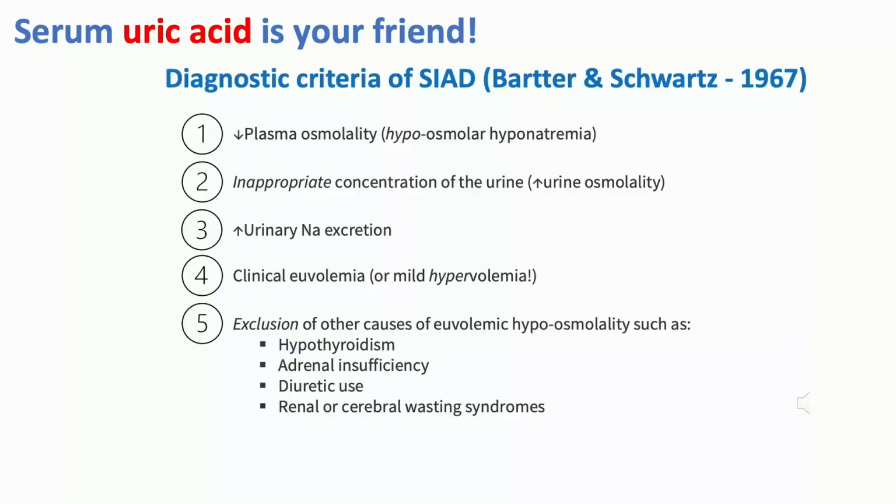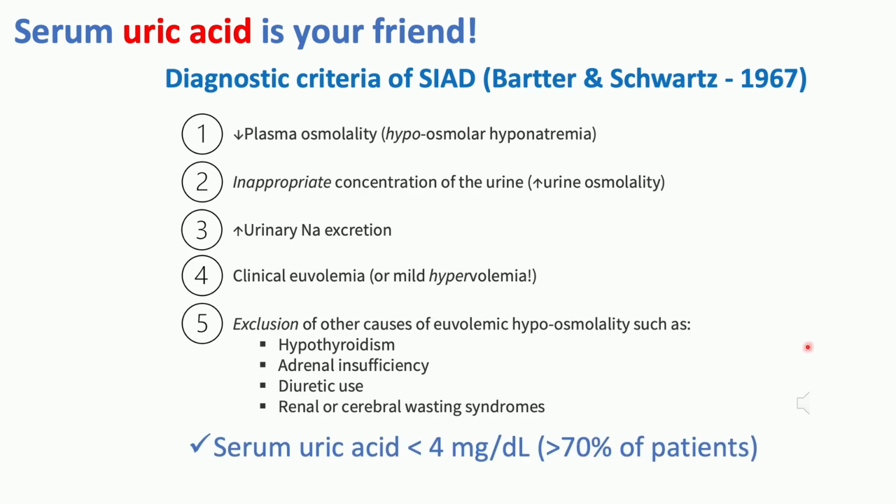So again, checking uric acid is very helpful, I believe. It's not part of the 5 diagnostic criteria we talked about in SIADH, but nevertheless, it's very supportive. If you find a uric acid less than 4, which is found in more than 70% of patients, this is really very helpful. And if you have this test in your hospital, you can do the fractional excretion of uric acid, and if it's more than 10%, that also supports the diagnosis of SIADH.